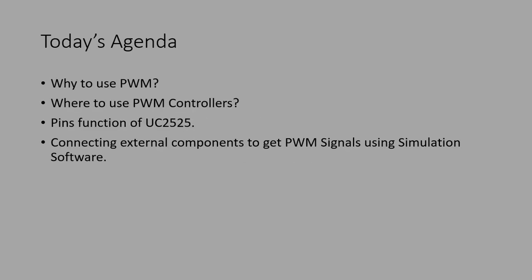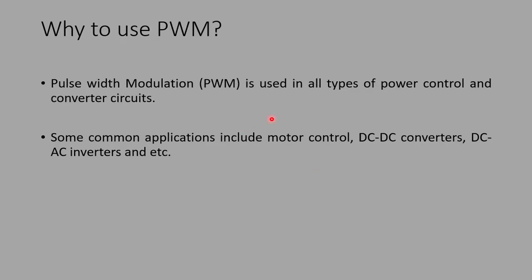Dear students, today we are going to talk about PWM controllers. So our agenda is basically why to use PWM, where to use them, PWM controllers and their pin configurations, and in the last I will perform simulations to get PWM signal. PWM is used for power control applications, particularly in power converter circuits. Some common applications may include motor control applications, DC-DC converters, DC-AC inverters, and there are so many other applications too.